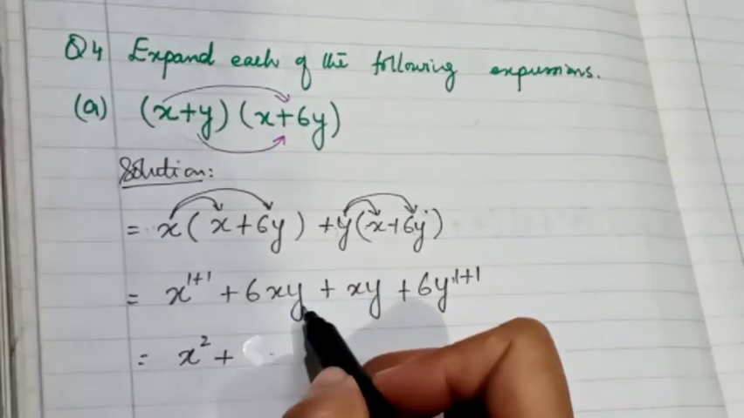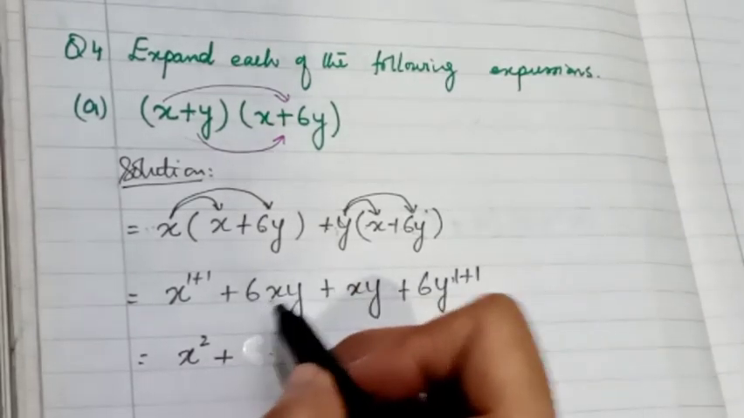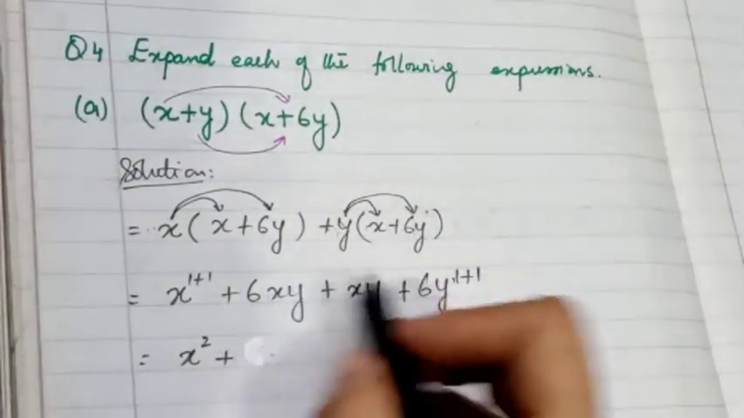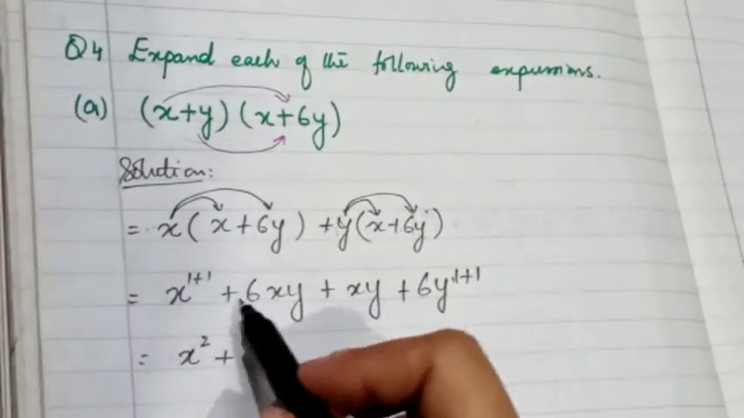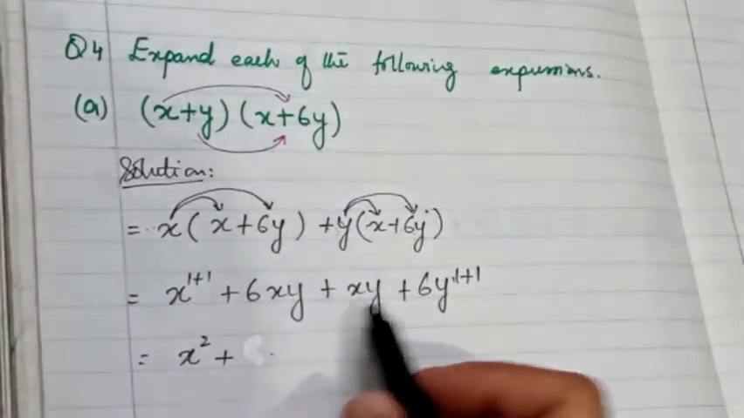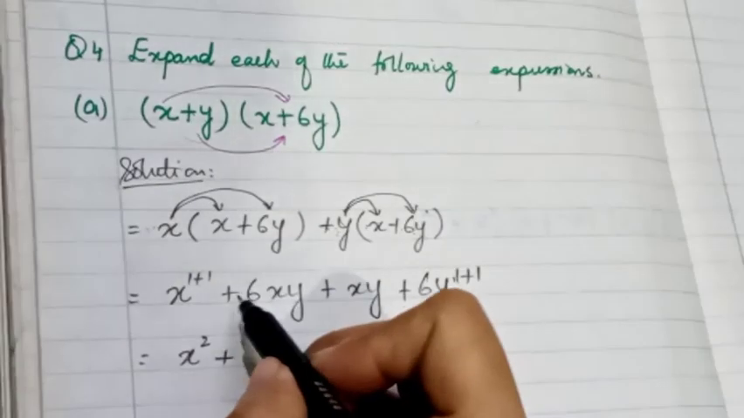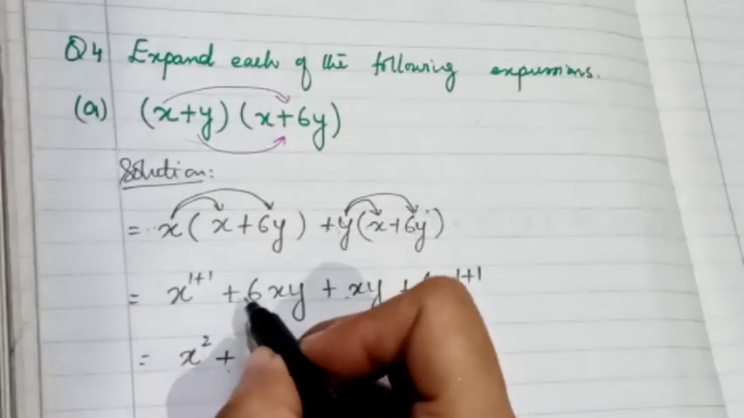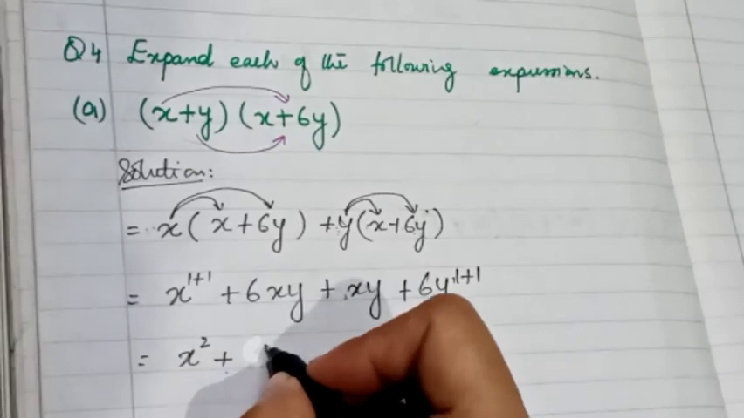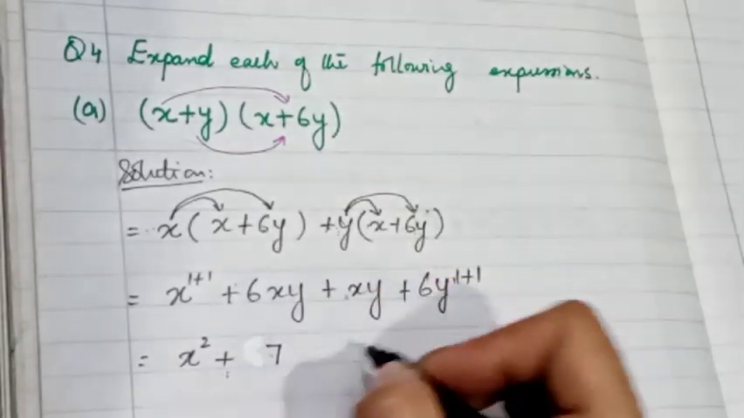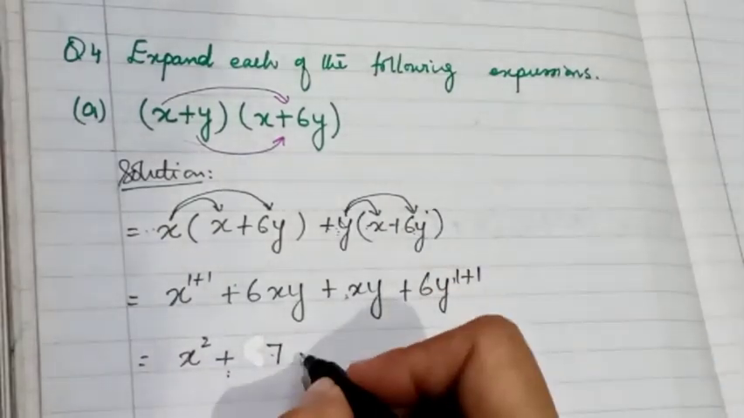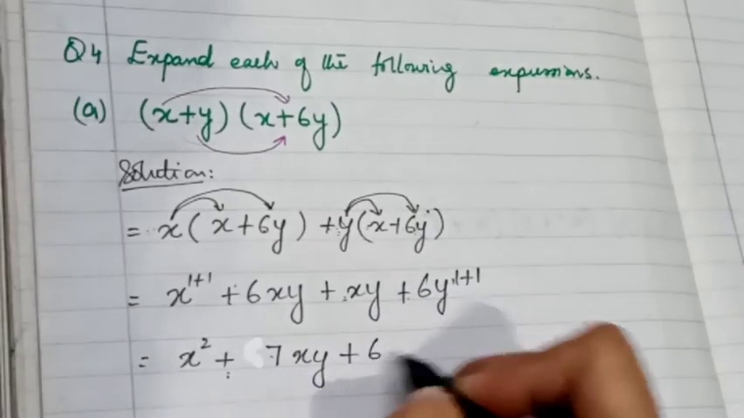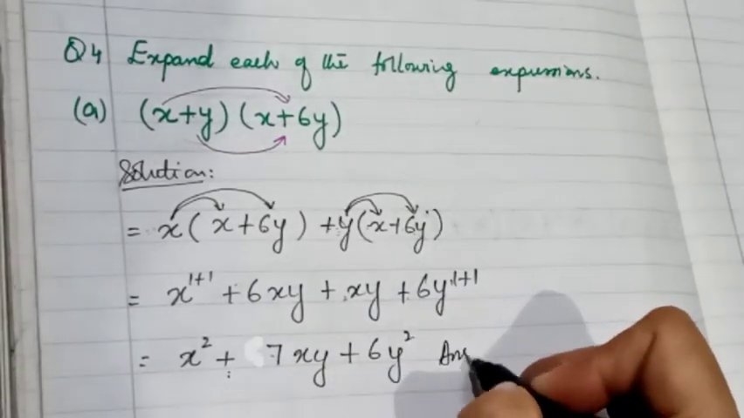Here we have two like terms, 6xy and plus xy. So we have to simplify these two like terms. We have to add them together. 6 plus 1 means we will get 7. So I am adding these two terms and we will get 7xy. And I have to put a plus sign with the resultant. So 7xy will be the resultant, plus 7xy, and in the end we have to write plus 6y raised to the power 1 plus 1 means 2. So plus 6y square. This is our answer.